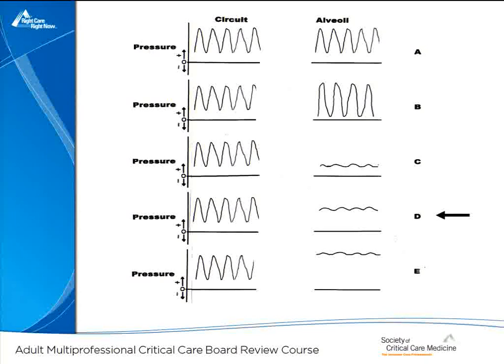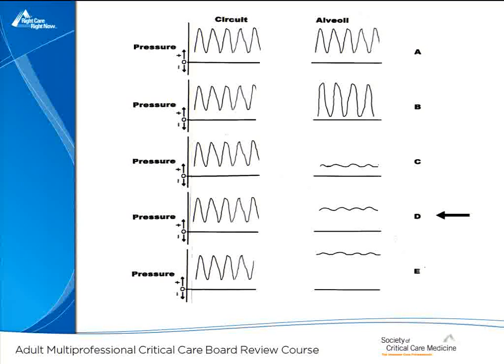And the answer is D, I agree. This question is probably not going to appear on the boards, but I like to present it anyway because I think it talks about the physiology of high-frequency ventilation. So if you look at a high-frequency oscillator going at 300, 400 breaths a minute, and you measure pressure in the circuit, it's really jumping all over the place. It makes a lot of noise, and you can see the circuit actually jumping around inside the bed, or jumping around on top of the patient. But if you actually measure pressure in the alveolus, it's considerably dampened.